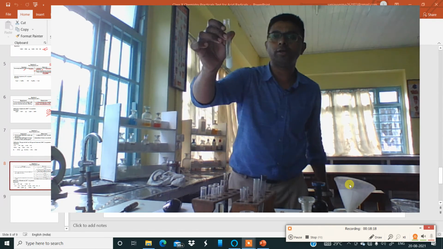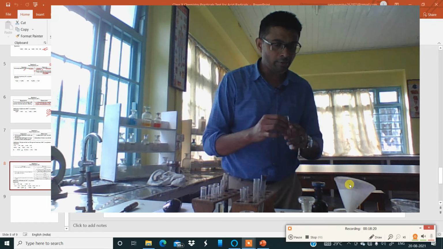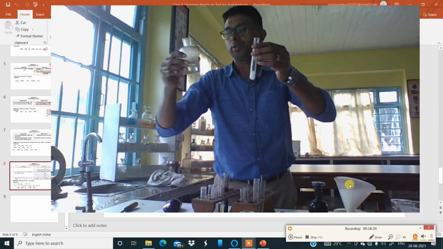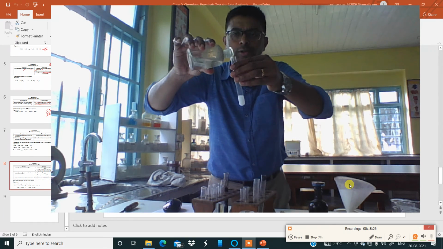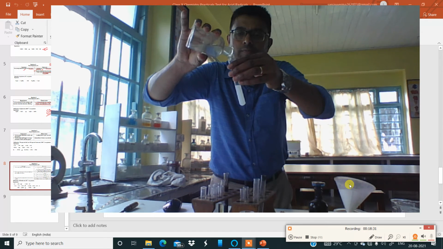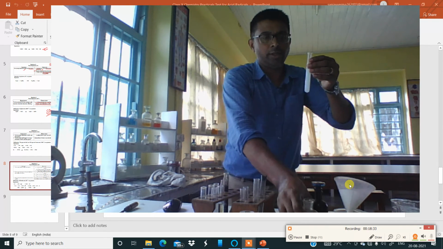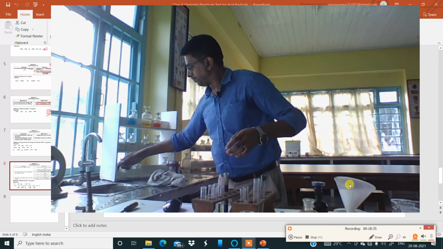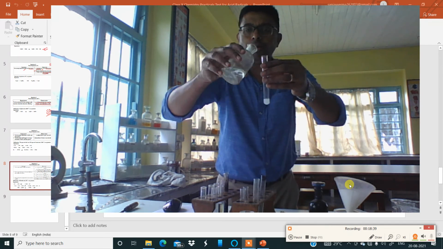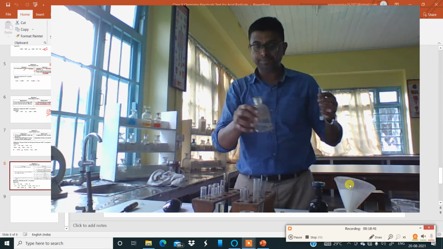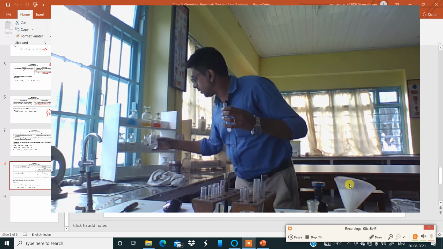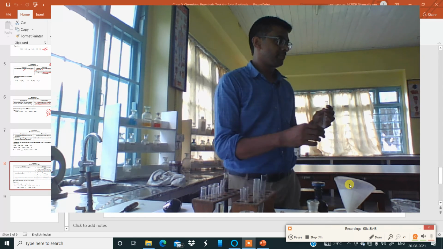So I have taken a little bit of the precipitate, and now I will add ammonium hydroxide to it, and it will dissolve. We can use concentrated also. Wait. I am adding ammonium hydroxide. I think there is concentrated, no sir? Concentrated ammonium hydroxide is here. Yeah, the fresh one.